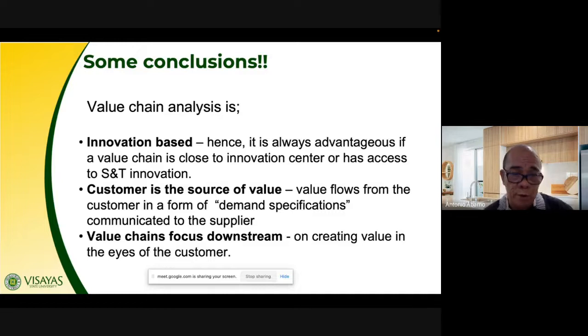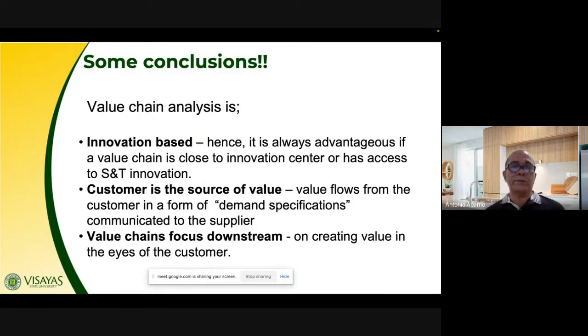That means if we do value chain analysis, we know our market. We have to understand our market better. And then the other thing is that value chain analysis focuses on downstream. Remember, value chain analysis is demand chain analysis. And where is the source of demand? The customer. That means the downstream end. It's not the farmer, it's the customer in that market. And then translate that demand specification, and how do you produce that? How do you serve that particular demand specification?